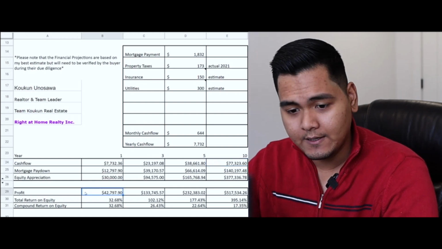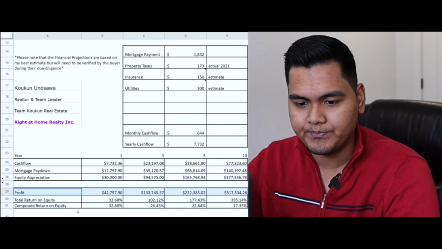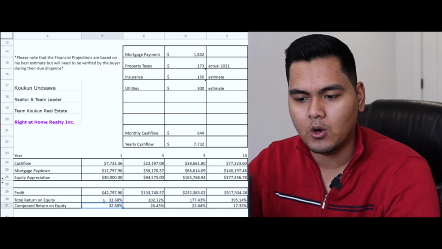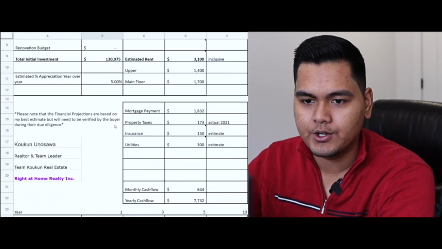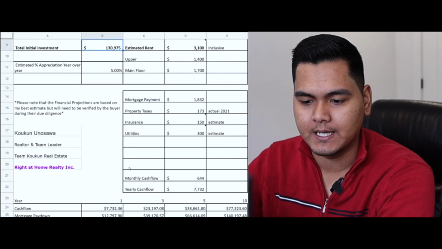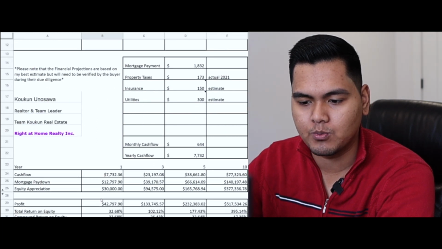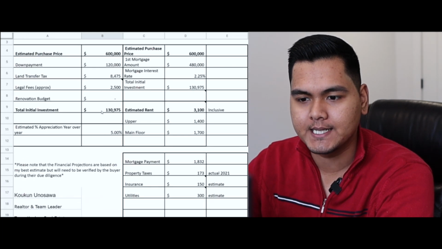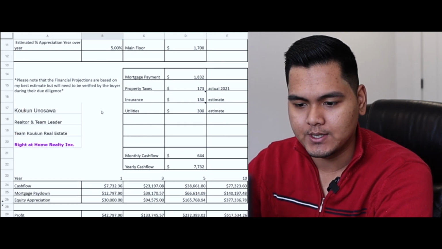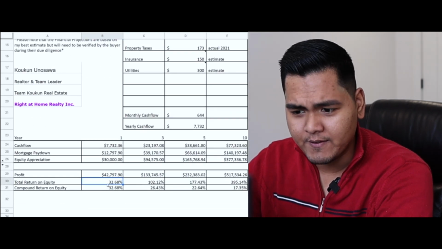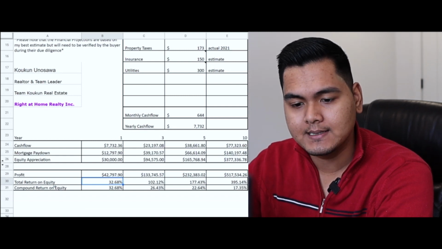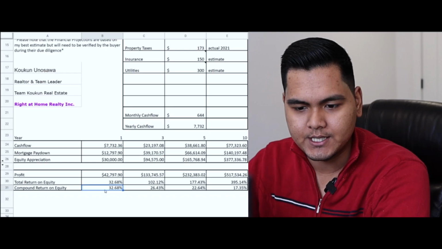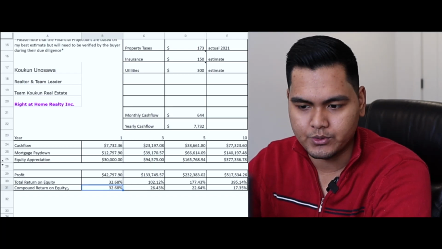But if we look at it without the cash flow, look at this. So total return on equity. Return on equity is your return based on this initial investment. So it calculates your profit as a percentage of this investment. So you can see in year 1, you have a 32% return on equity, and the compound return on equity is also the same. So this is your return on investment, so to speak.